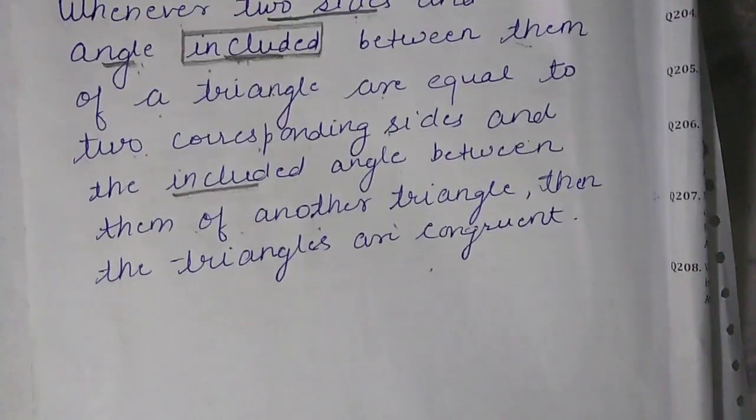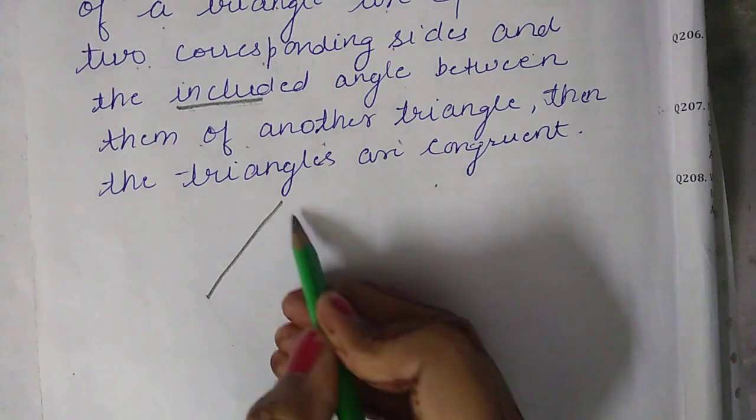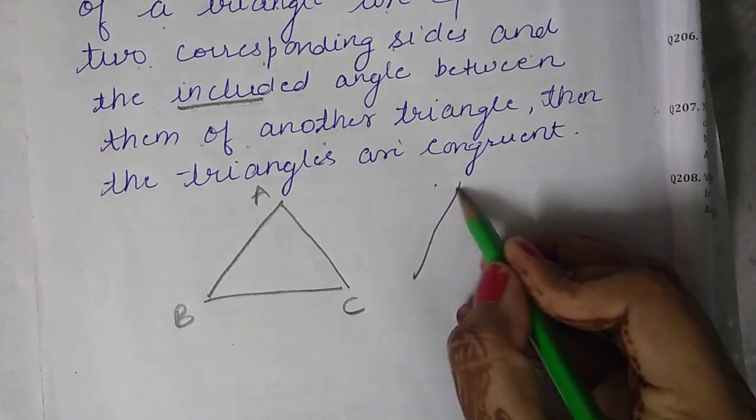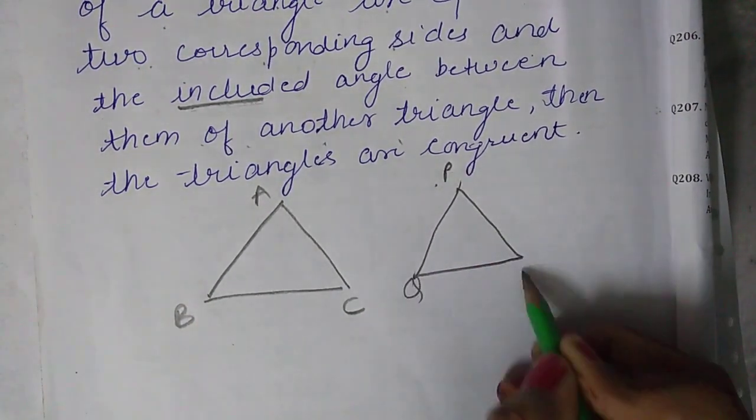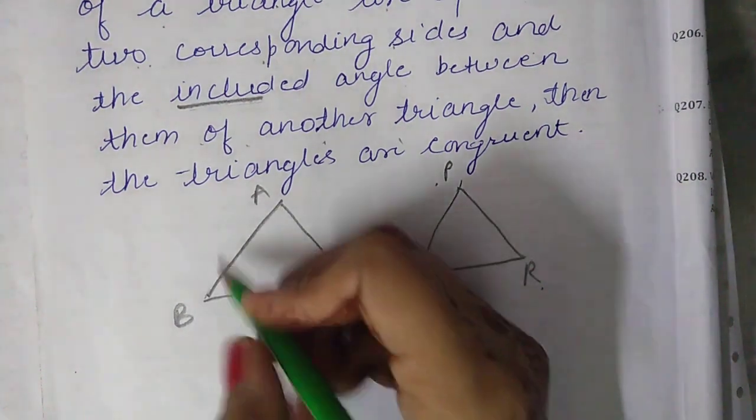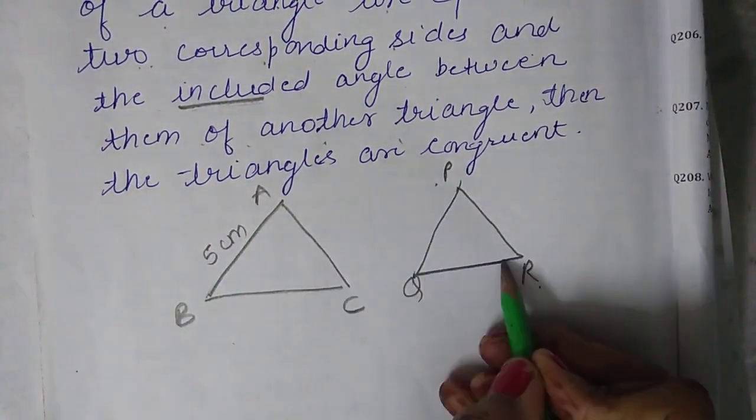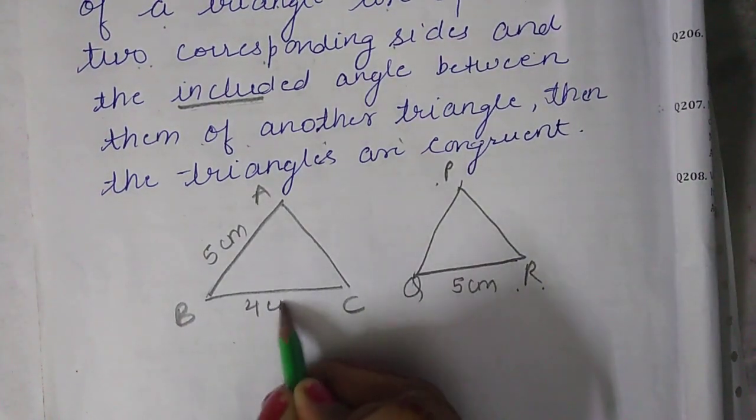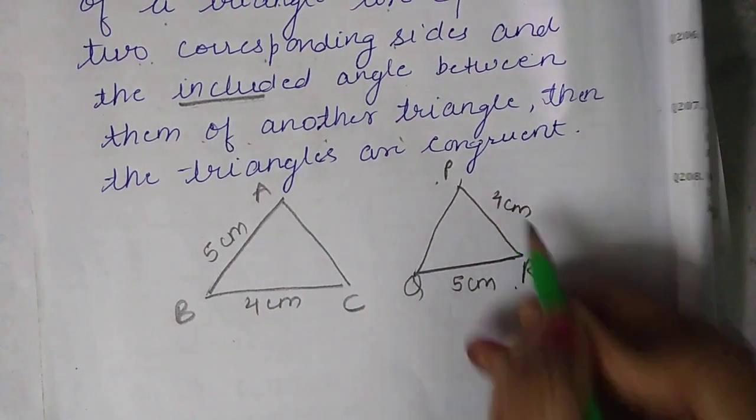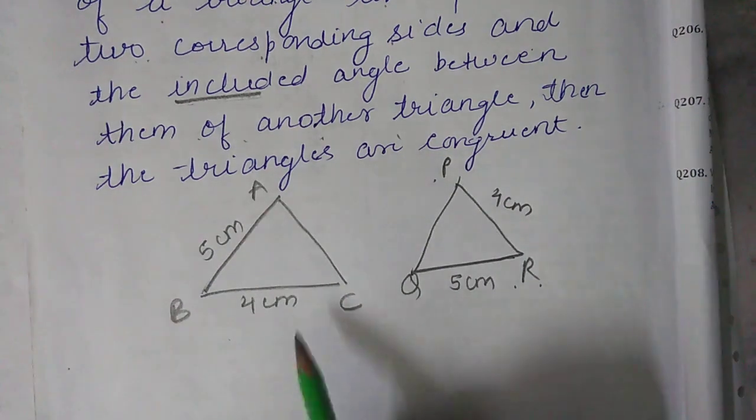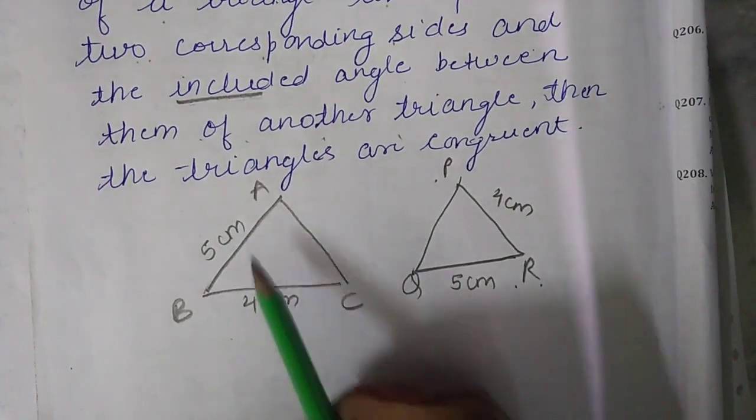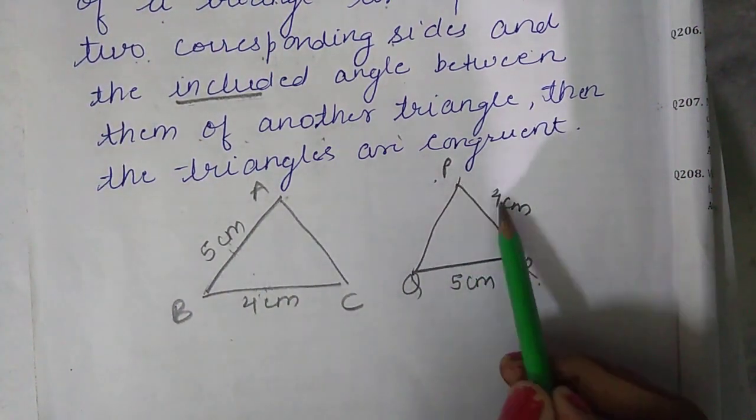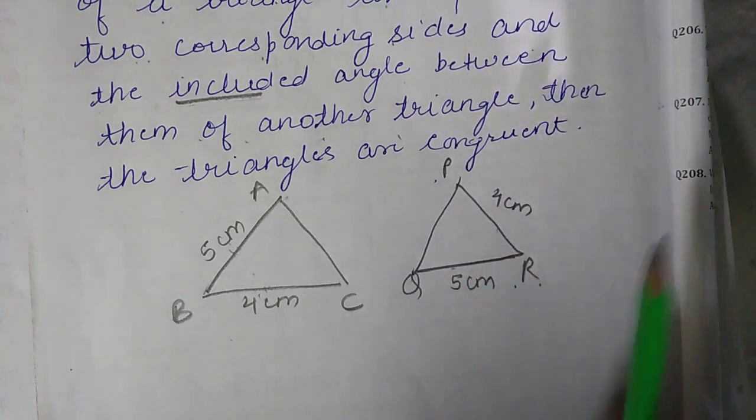This statement says that suppose this is a triangle ABC and there are two triangles, ABC and triangle PQR. Let us say the length of AB is 5 cm and here the length of QR is 5 cm, and take this as 4 cm, and this as 4 cm. Now first I will discuss about the sides. These two sides of this triangle ABC are equal to these two sides of a triangle PQR. Okay, these two sides are equal.